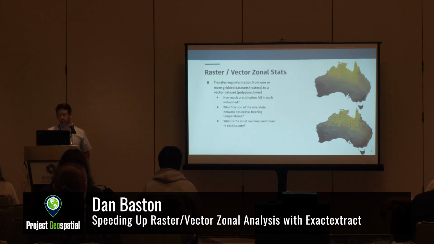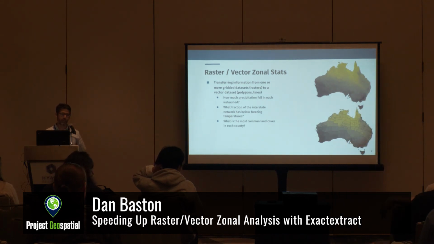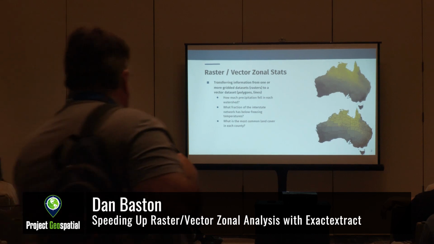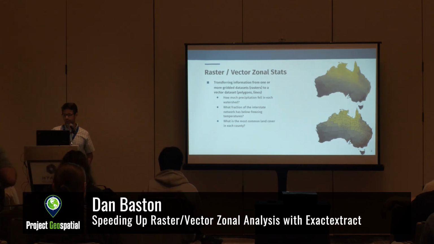And what I mean by that is really anytime we have raster or gridded data sets and we want to transfer some information from those data sets onto a vector-based data set like polygons or lines. So often, gridded data sets we're dealing with are things like weather data or modeled outputs, things like land cover or population data. And we just want to combine those with vector data sets like administrative areas or watersheds to look at questions like how much precipitation is falling in each watershed, what percentage of this area or this network is experiencing freezing temperatures, questions like that.